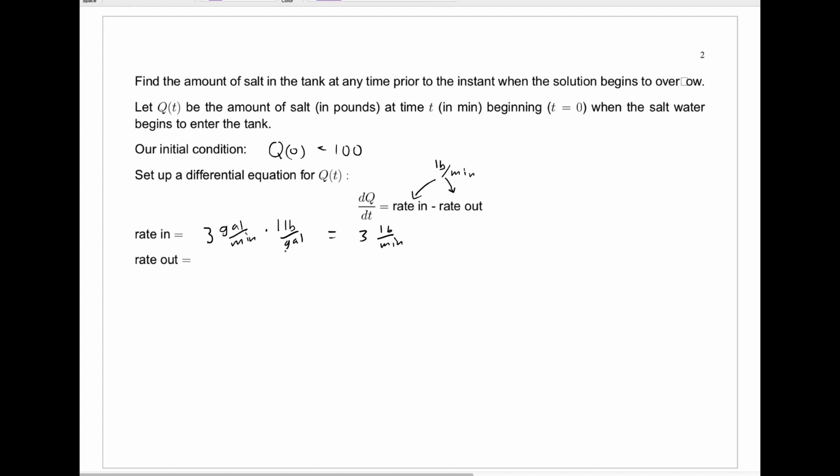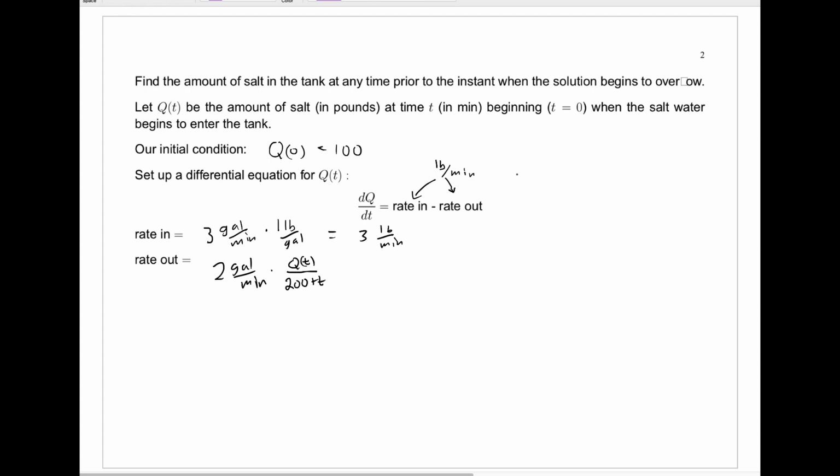Well, 2 gallons per minute of solution is leaving. And we'll assume that within the tank there's perfect mixing so that the solution is all at some uniform concentration. But what is that concentration of salt in that solution? Well, that concentration is the amount of salt, Q of t, divided by the volume at time t. Remember, we said right away the volume at time t was 200 plus t.